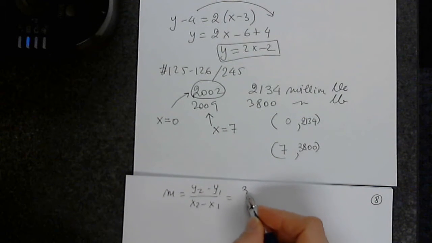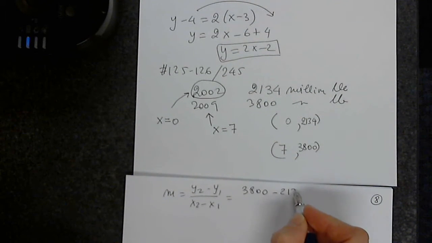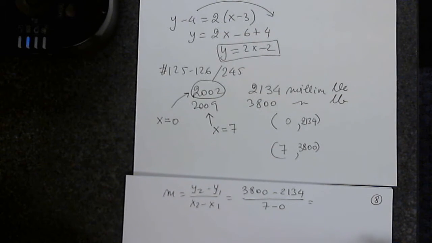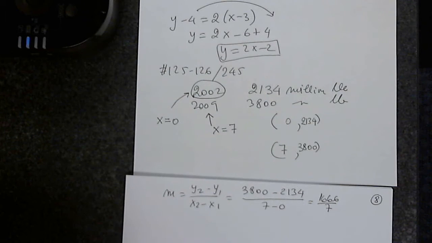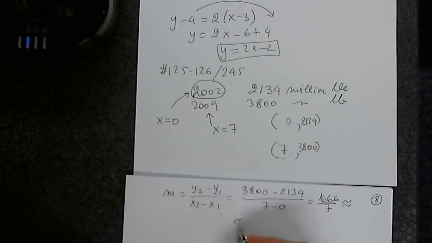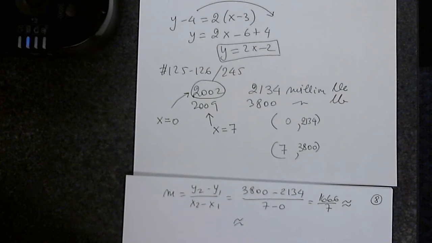Okay, so then we have 3,800 minus 2,134 divided by 7 minus 0. We agree? So what did we get? 1,666 over 7. You can leave it as is, but I need the measurement unit. Whatever it is, or you can approximate it if you want. Give me the approximation as well.